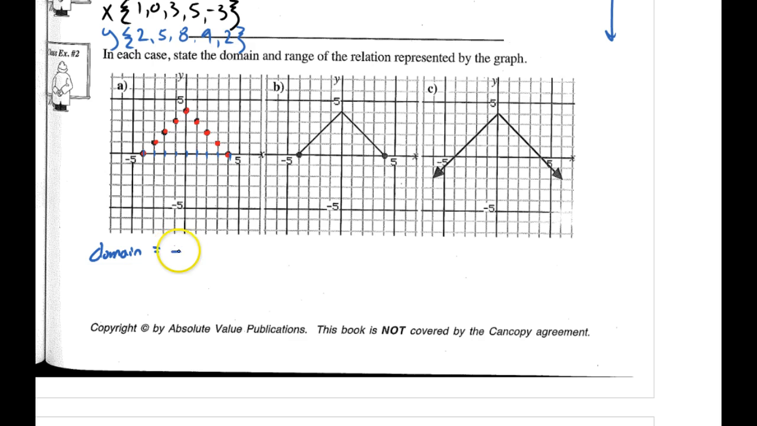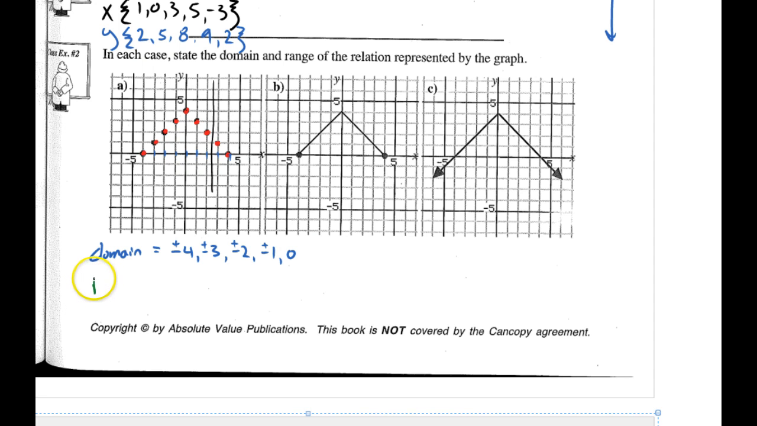domain would equal -4, -3, -2, -1, and 0. But also 1, 2, 3, and 4. So I'll just make this plus or minus. Okay. Again, it's really important to notice here that if I had something like 3.5, that wouldn't be in the domain because 3.5 would be right about here. And as you can see, that entirely misses the dot. So your domain has to be an actual value on the graph, and 3.5 is not. Okay, let me do the range.